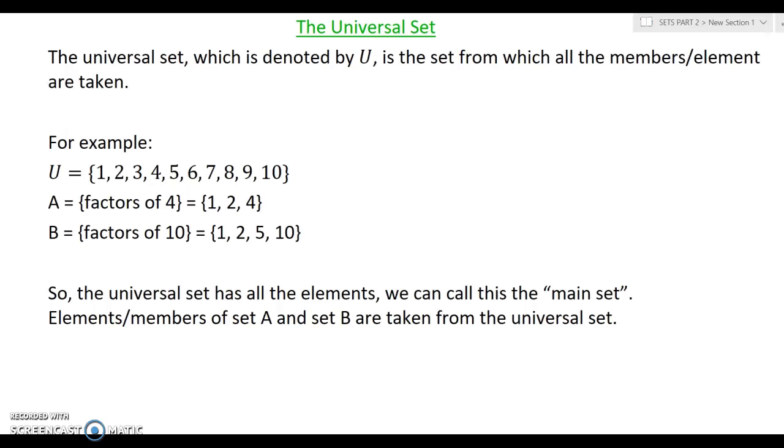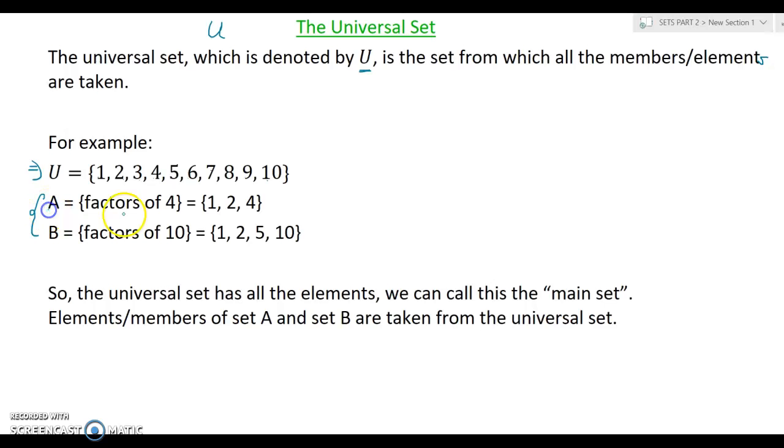The universal set. You would have met the universal set before. It is denoted by a capital U. It is a set from which all members or elements are taken. So, for example, we have this universal set: 1, 2, 3, 4, 5, 6, 7, 8, 9, 10. That's our main set. The two sets below, set A and set B, will now come from that main set, the universal set.